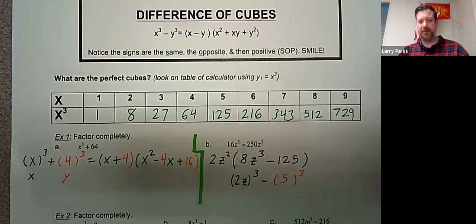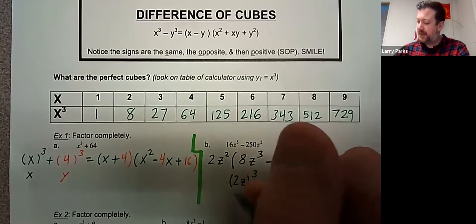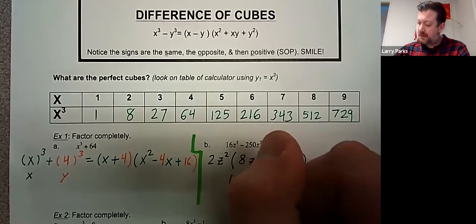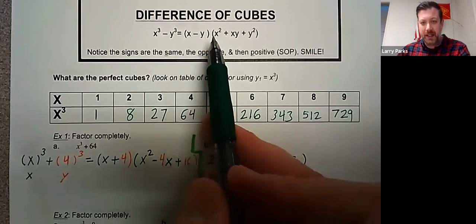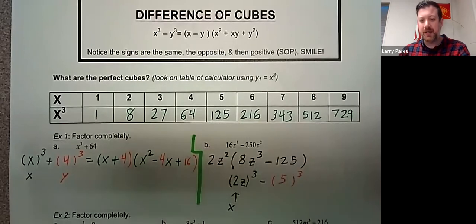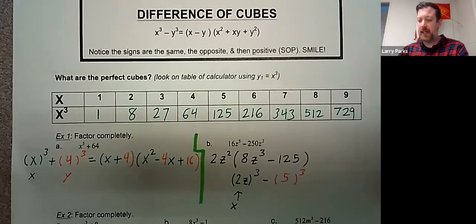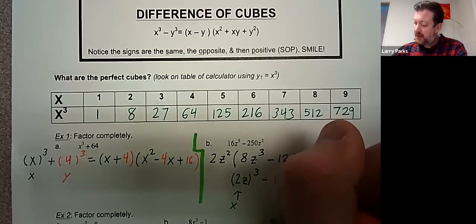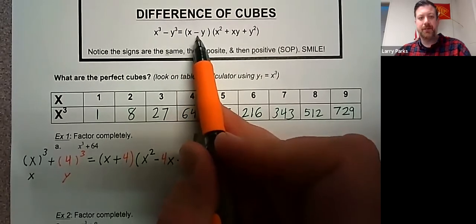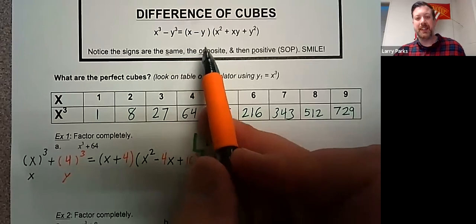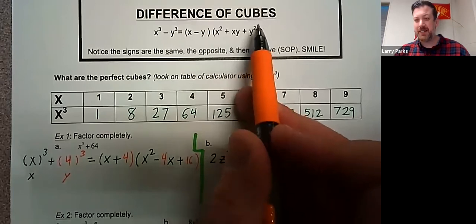So what do I have here? I have that everywhere I see a 2z, that's going to be x. So I'm going to put in a 2z here, here, here, okay? So I'm going to plug in 2z for all the x's. And I am going to plug in a 5 for all the y's. So I'm going to put a 5 here. Nope, that's not a y. I am going to put a 5 here, a 5 here, and a 5 here, which makes 25.